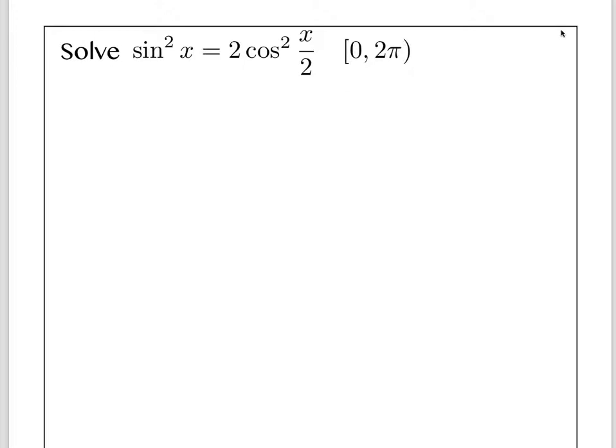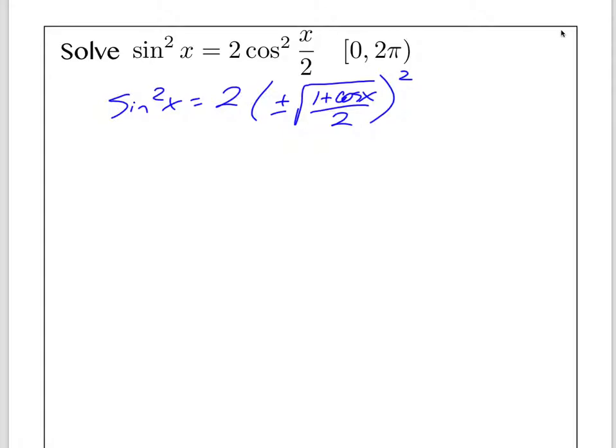What does that mean to me? No plus 2 pi n. Alright, so sine squared x equals 2 times cosine of x over 2 squared. So where can I put a half angle identity in this? On the right, for cosine of x over 2. So that would be 2 times plus or minus the square root of 1 plus cosine x over 2, and then that thing squared.